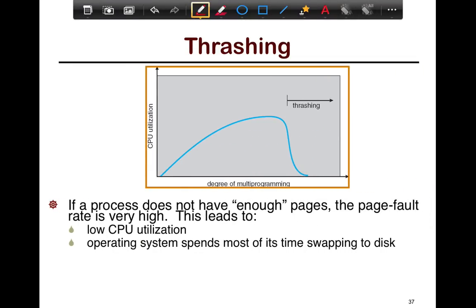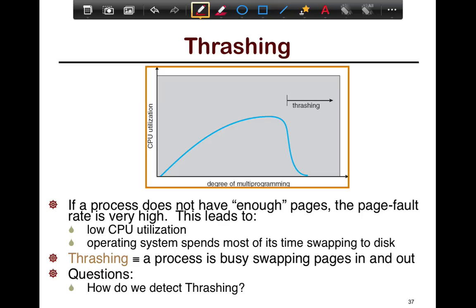What happens if you move away from the optimal point is that if a process does not have enough pages, the page fault rate is very high. This leads to overall low CPU utilization, and the operating system spends most of its time swapping to disk. Thrashing is essentially when most of the time in the system is spent swapping pages in and out. The question is, though, how do we detect thrashing?